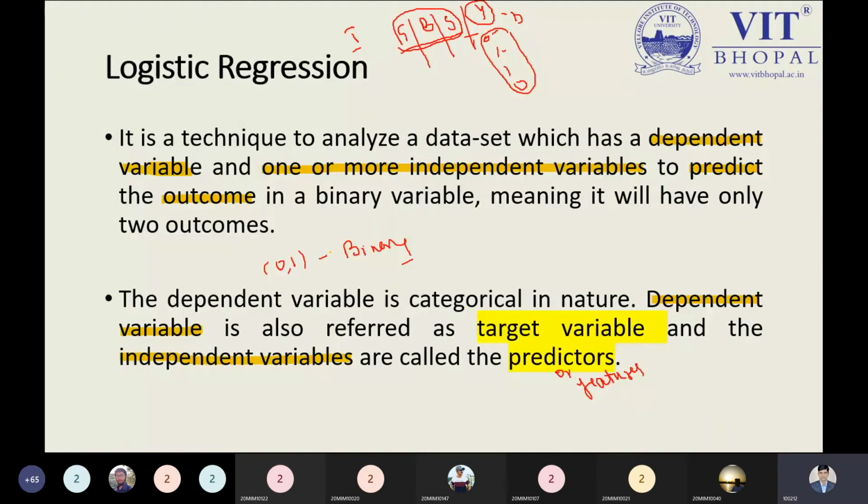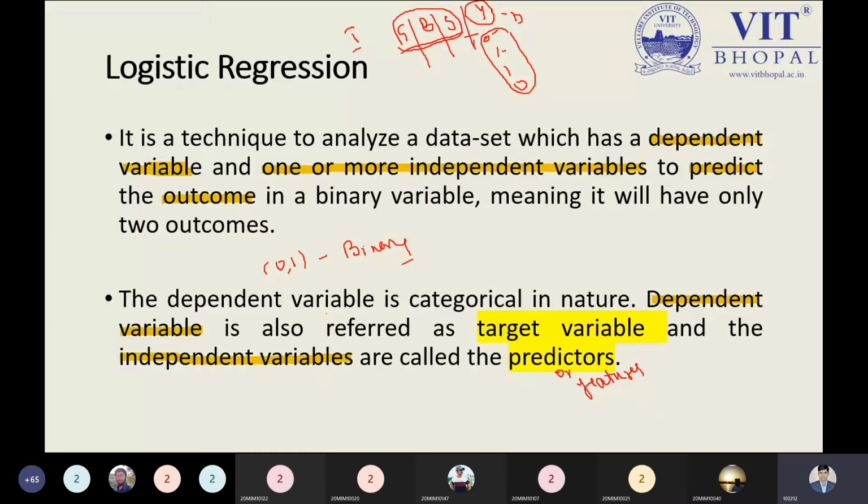So this is the point. Here we have to understand some basic theory portion. I'm just giving some idea over here. Logistic regression is a technique to analyze a data set which has a dependent variable. It is having the regression, so we keep the terms dependent variable and independent variable. More than one independent variable is also possible, to predict our outcome. These independent variables are known as predictor variables, or features.